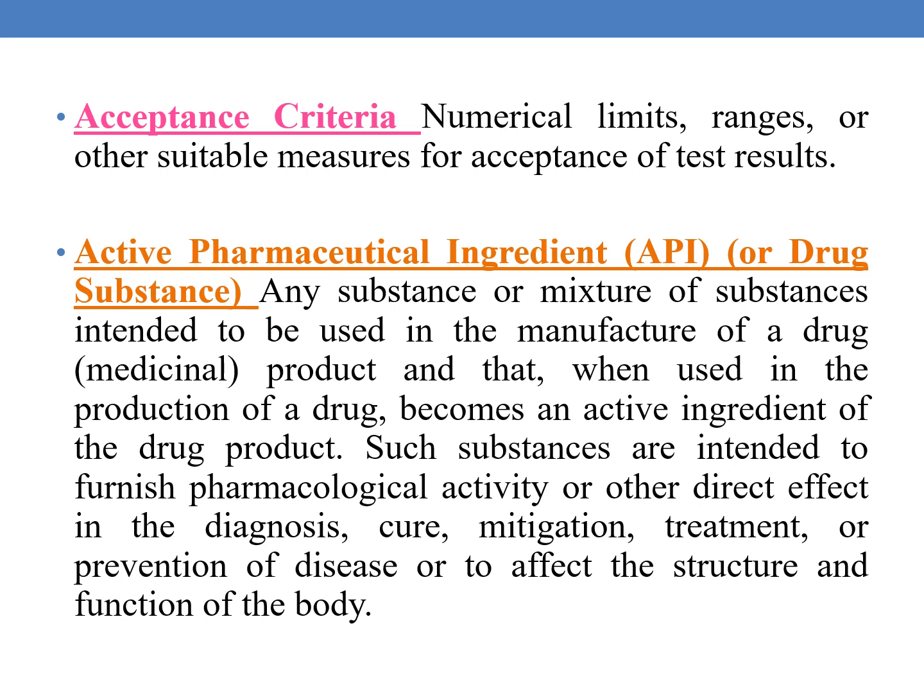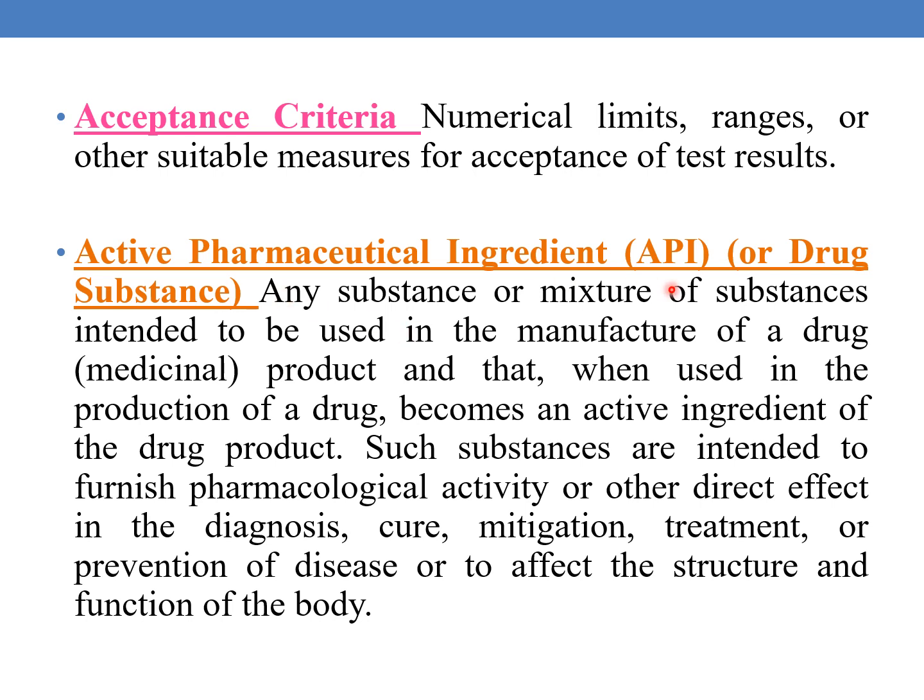Acceptance criteria. What is acceptance criteria? The numerical limits, ranges or other suitable measures for acceptance of test results are considered as acceptance criteria. Next, what is API? API is nothing but active pharmaceutical ingredient or drug substance.